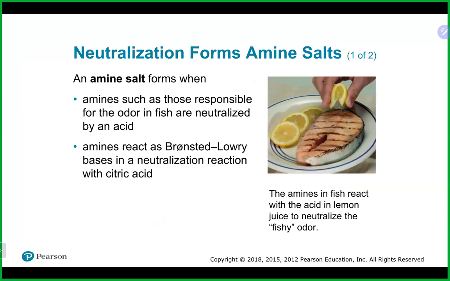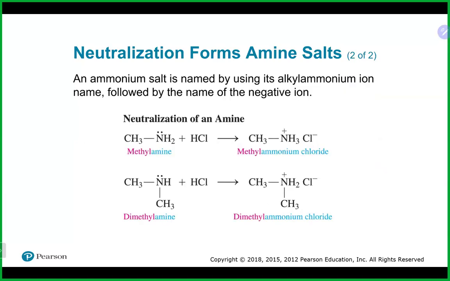Now, neutralization forms amine salts. Amine salts form when amines react in a neutralization reaction, say with citric acid. For example, amines are those responsible for the odor that you smell in fish, and they are neutralized by acid, so that's why they throw on some lemon or orange or some type of citrus on it to help with it.